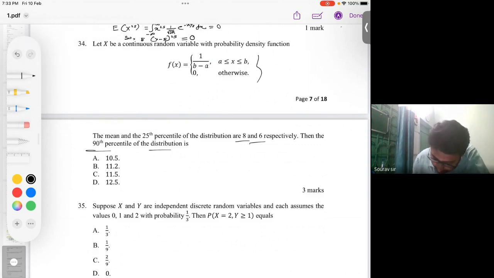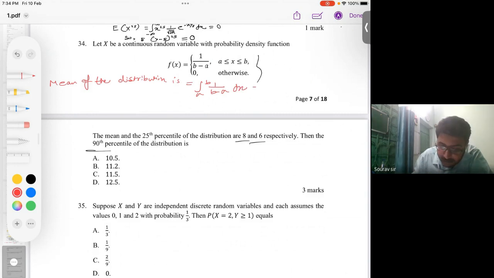I am starting the solution from this part, because otherwise we face a lack of space. I am writing this solution in red color, because I think it will be helpful to understand, and more clearer and visible. So the mean of the distribution is equal to the integral from a to b of x times 1 by b minus a dx, which is a plus b by 2. Then x 0.25, that is the 25th percentile of the distribution.